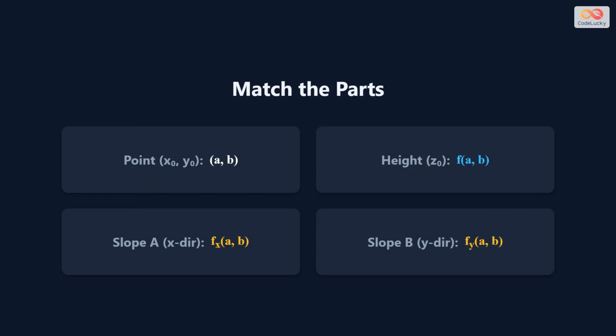To make this specific to our function, we just fill in the blanks. The point comes from our chosen coordinates a and b. The height comes from the function value. And those mystery slopes, a and b, they are simply our partial derivatives calculated at that point.